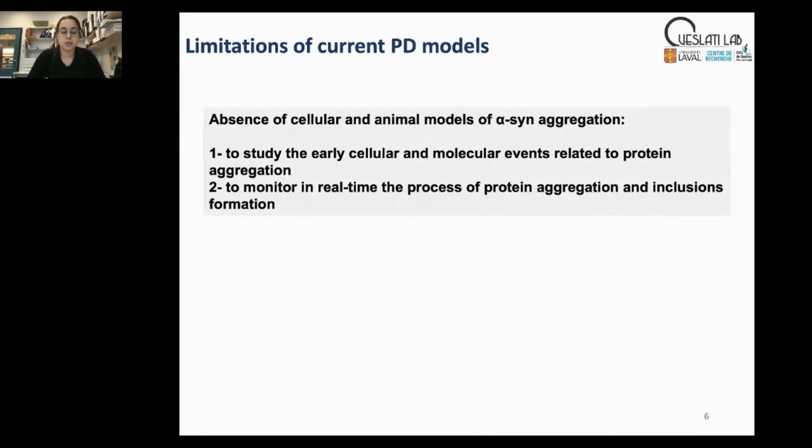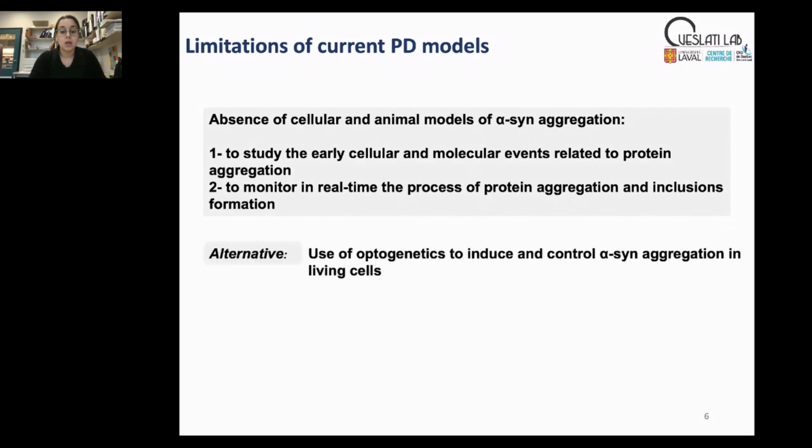Faced with such limitations, the absence of cellular and animal models has made it difficult to study the early cellular and molecular events related to protein aggregation, and it has also been difficult to monitor in real time the process of protein aggregation and inclusion formation. So this brought us to the idea of why not use optogenetics, or optobiology, which is now being used very commonly for studying protein-protein interaction and protein aggregation. So we wanted to see if we can apply optogenetics to induce controlled alpha-syn aggregation in living cells.